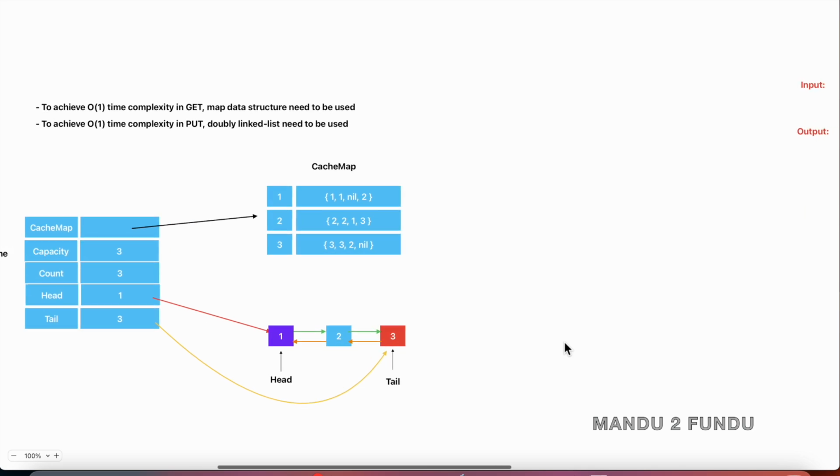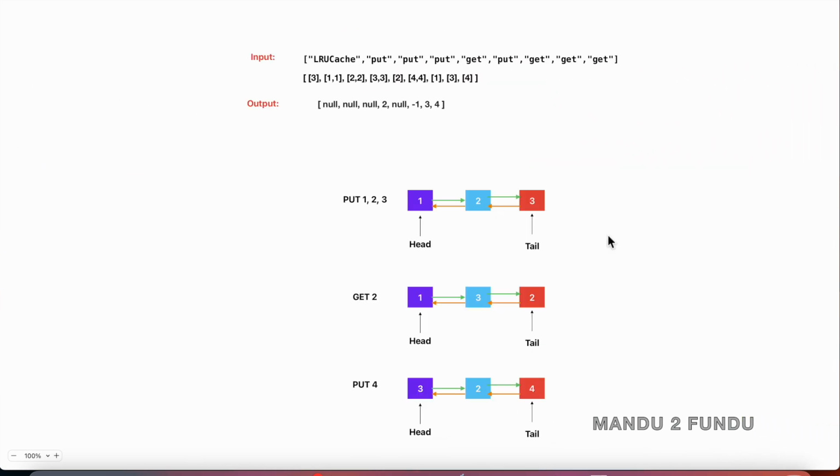Okay, let's quickly take a look at how the nodes in this linked list are manipulated as we perform these operations. First, after performing the first 3 puts, the linked list will look like this. First 1 is added, then 2, and then 3. So head is pointing to 1, tail is pointing to 3.